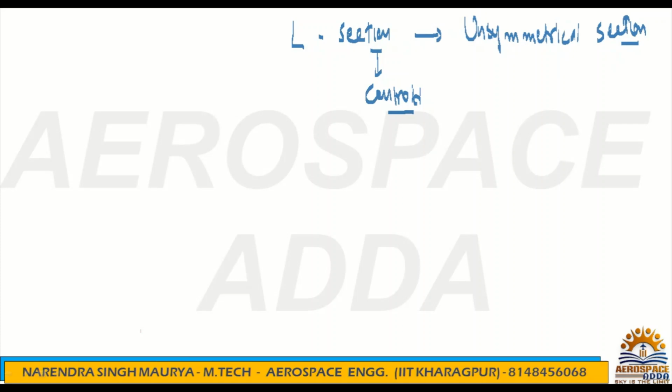So if it is not symmetric about x-axis or y-axis, definitely its CG or centroid will not exist on the x-axis or on the y-axis. It will exist somewhere else, with some angle from horizontal and vertical. Anyway, we'll give one L section, see the dimensions of that L section, and then calculate the centroid.